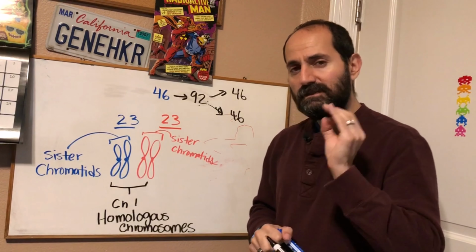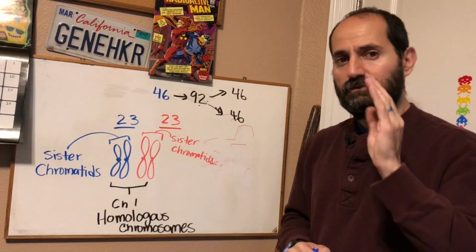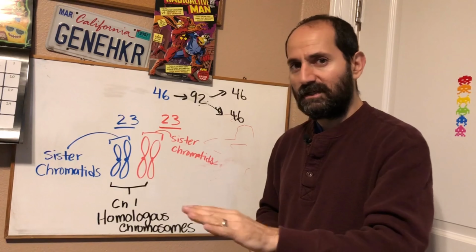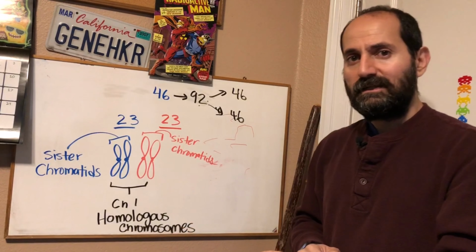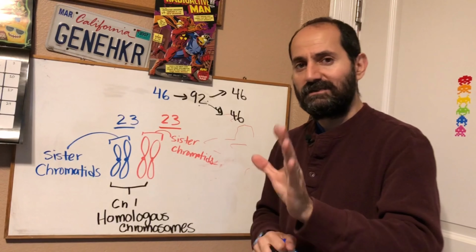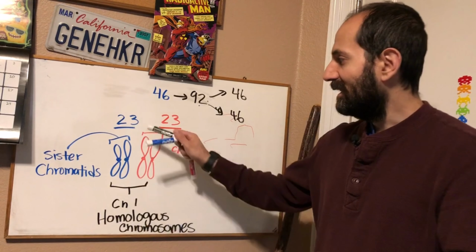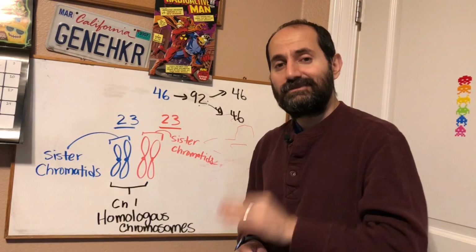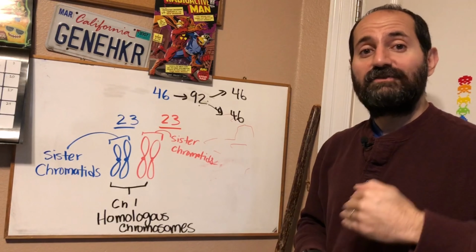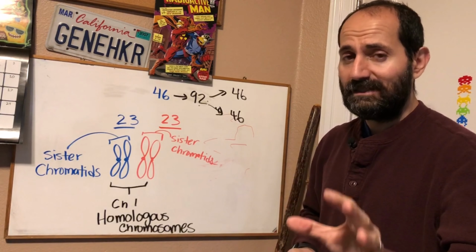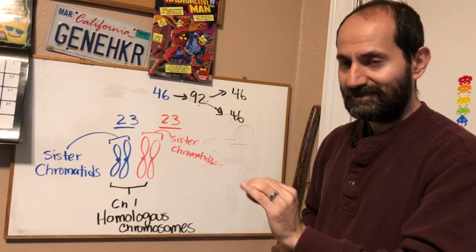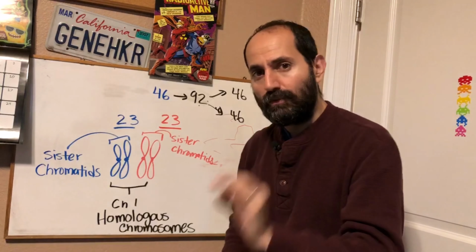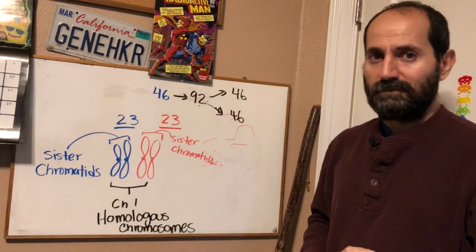You should definitely understand the difference between homologous chromosomes, which are not identical. One was inherited from mom, one was inherited from dad. They share the same chromosome number because they have the same types of genes. And then the difference between that and sister chromatids, which only exist after the DNA has been replicated. By the way, foreshadowing, this is going to happen during S phase of interphase. Okay, only at that point do you have sister chromatids.